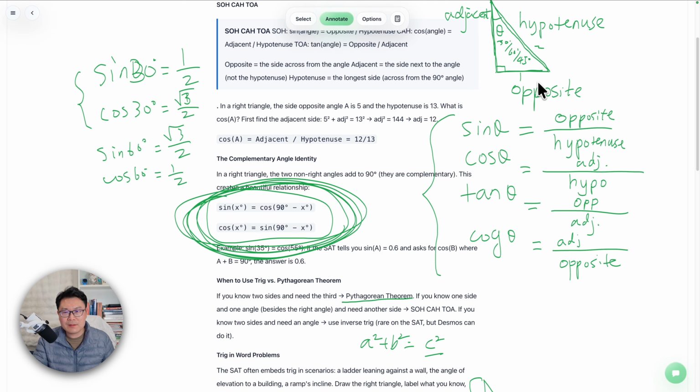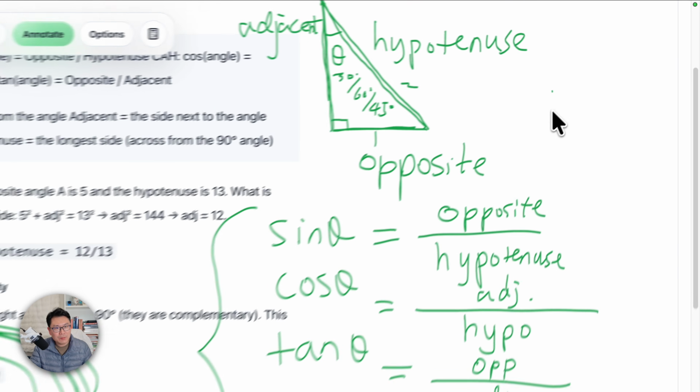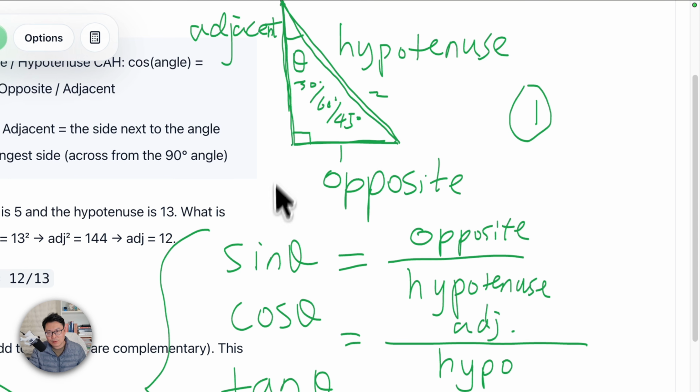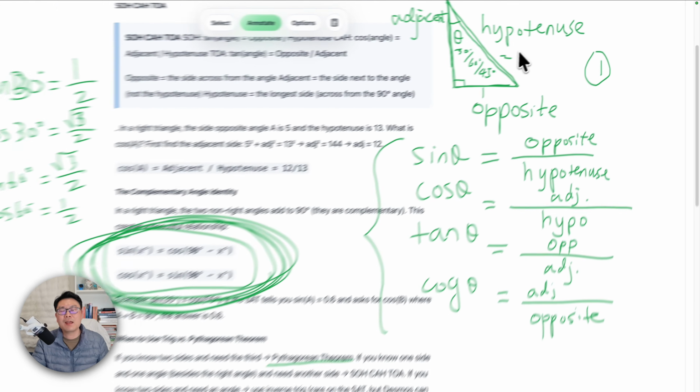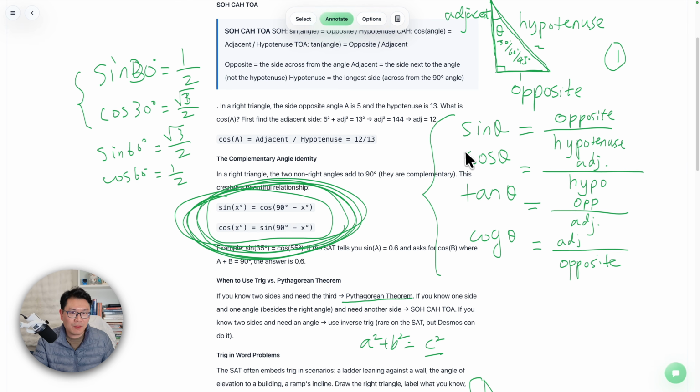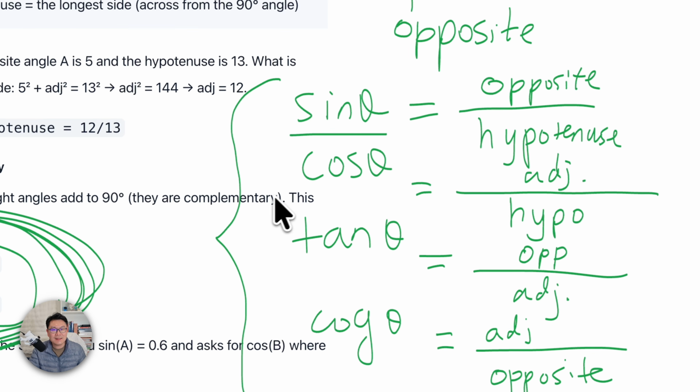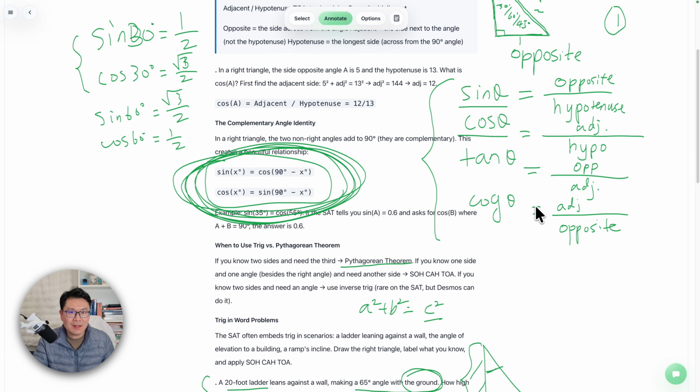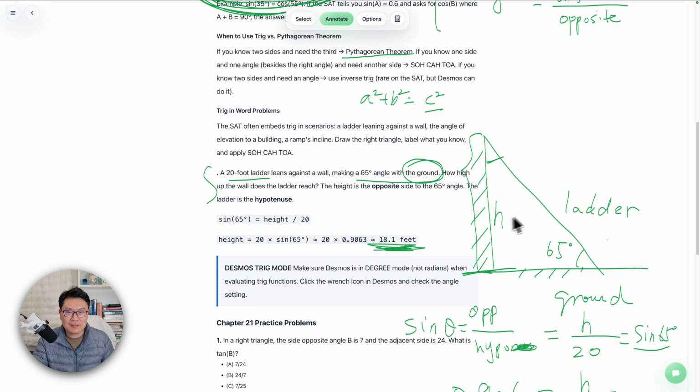It's basically 3 steps. Remember the names of the sides of the triangle: opposite, adjacent, hypotenuse. Remember the three formulas: sine theta, cosine theta, tan theta. And then apply the formula to the real world problem. Put the values in, solve the equation, get the solution.